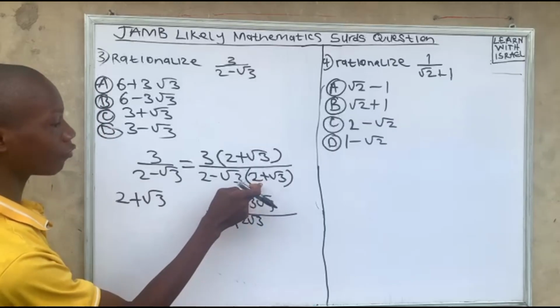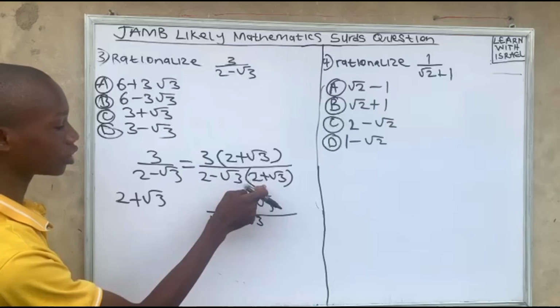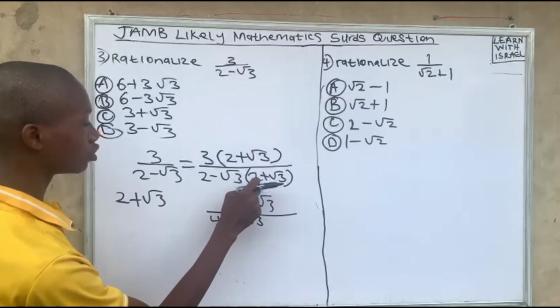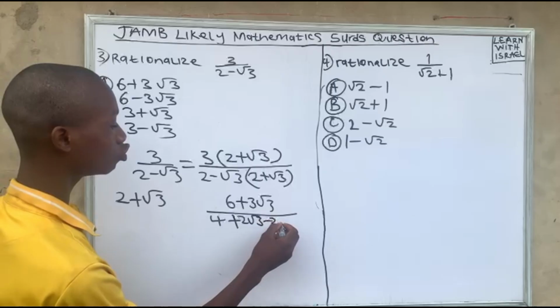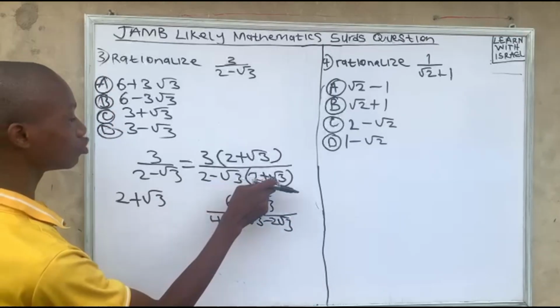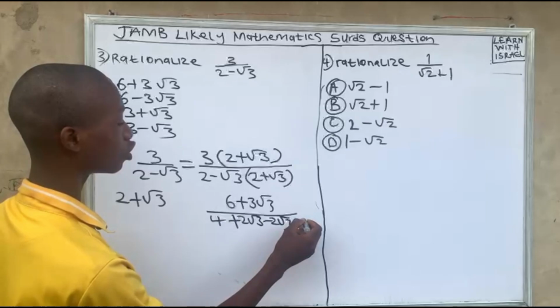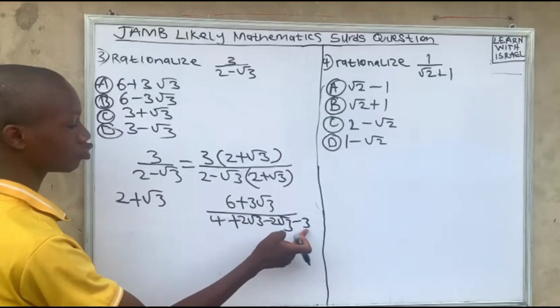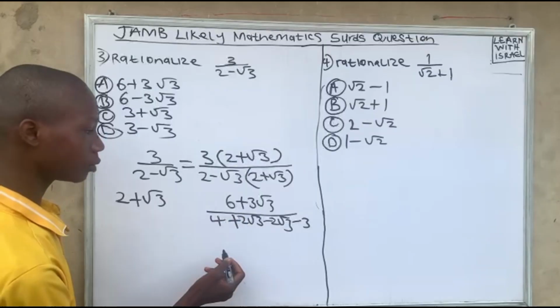We have positive sign at the front of this, so we have plus 2 root 3, minus root 3 times 2, that will be minus 2 root 3, and root 3 times minus root 3, that will be minus 3. If you multiply root 3 times root 3, you have 3.